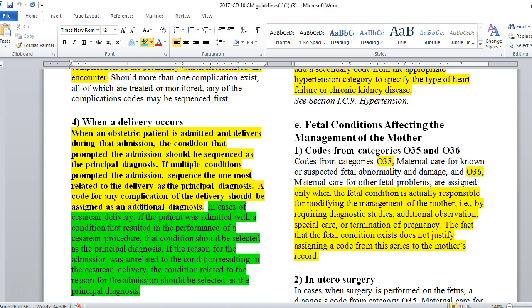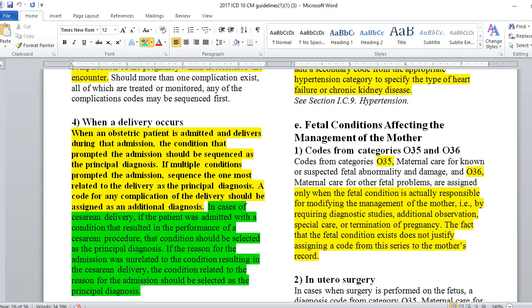Now, when an obstetric patient is admitted and delivers during the admission, the condition that prompted the admission should be sequenced as the principal diagnosis. Again, what brought mom to the hospital? If multiple conditions prompted the admission, sequence the most related to the delivery as the principal diagnosis. A code for any complication of delivery should be assigned as an additional diagnosis.